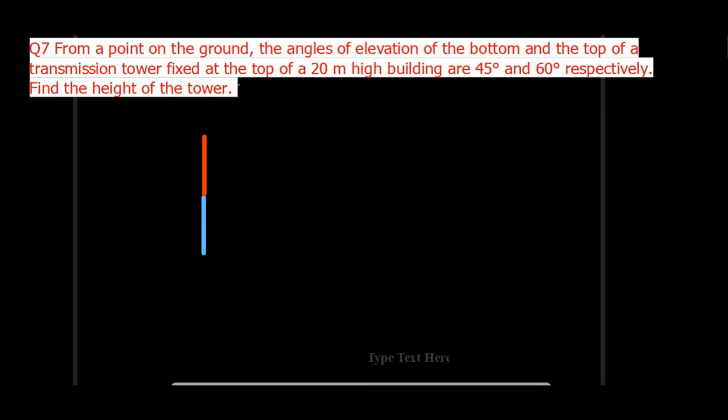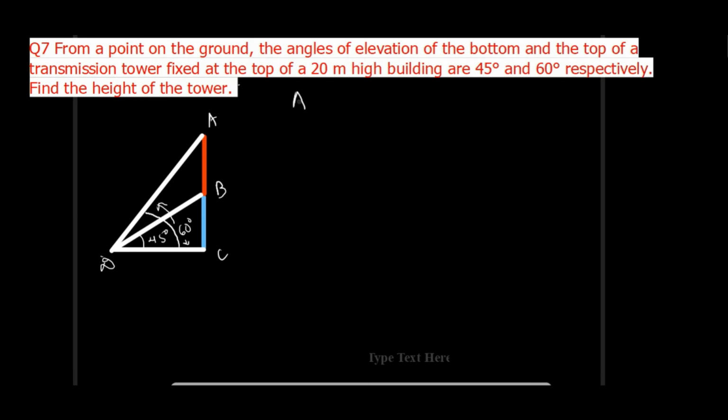And now it is saying at some point in the ground, say from the point D in the ground, the angle of elevation of the bottom of the tower and angle of elevation of the top of the tower, they are given to you as 45 degree. From bottom it is 45 degree. Okay, and from the top it is 60 degree. So 60 degree is from here to here. Okay, now let me name this A, B, C, D, and let me explain it again to you.